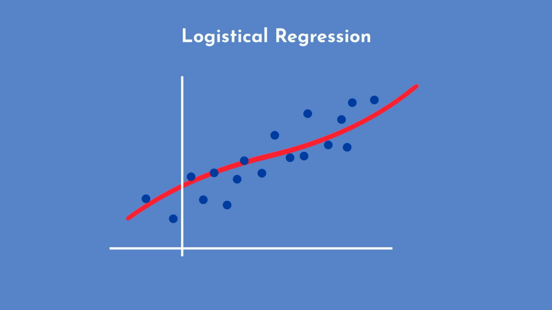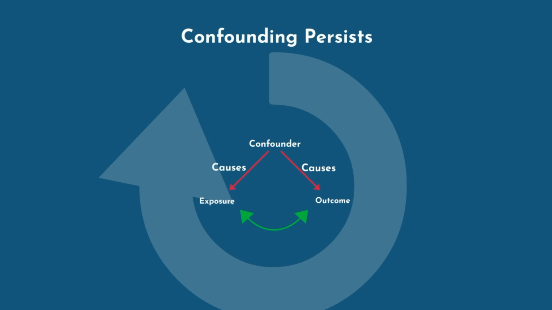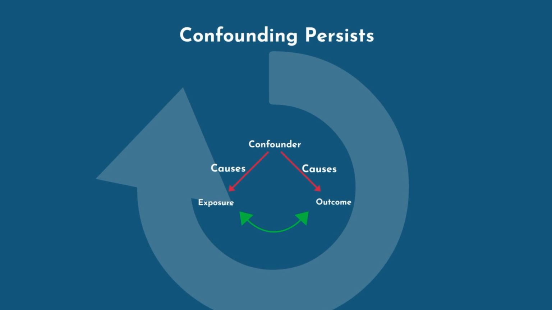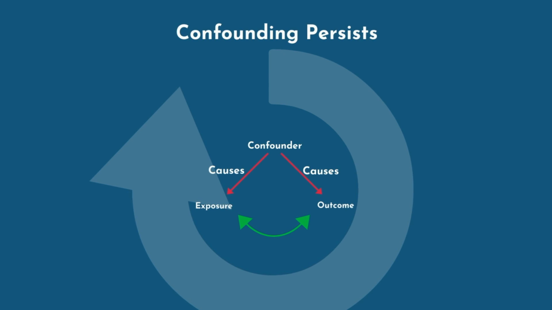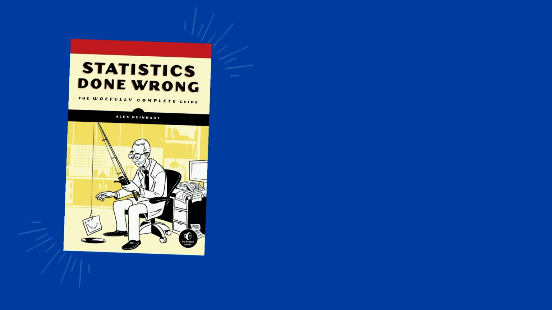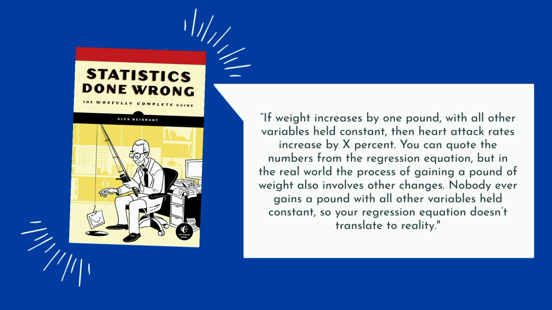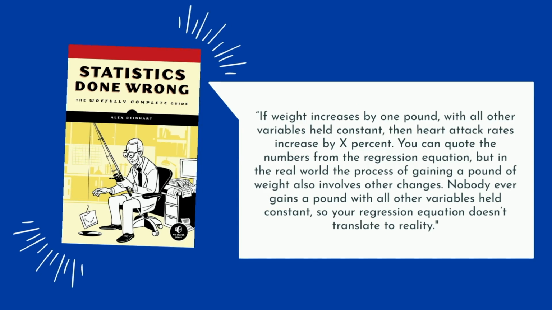The important thing to note is that confounding often still persists even after adjustment. There are almost an infinite number of possibilities that can confound an observation, but researchers can only eliminate or control for the ones that they are aware of. Alex Reinhart, author of Statistics Done Wrong, points out that it's common to interpret results by saying, if weight increases by 1 pound, with all other variables held constant, then heart attack rates increase by X%.